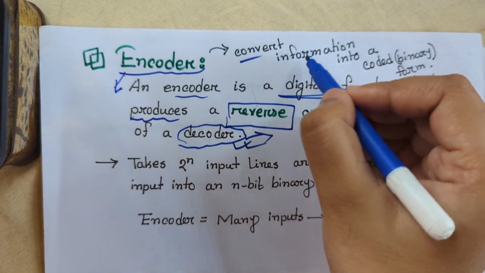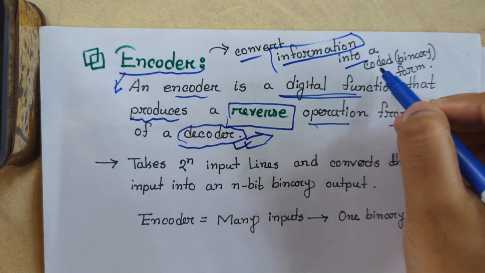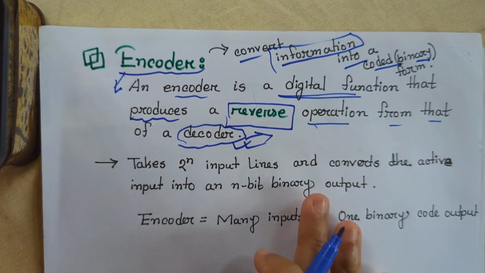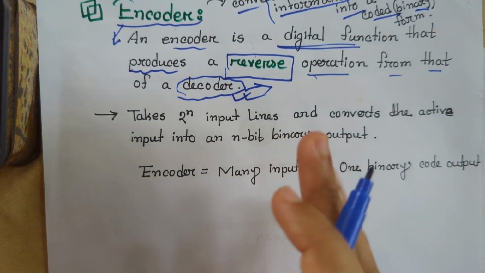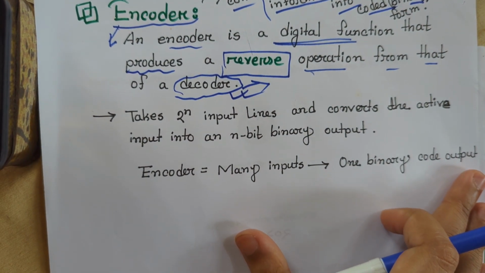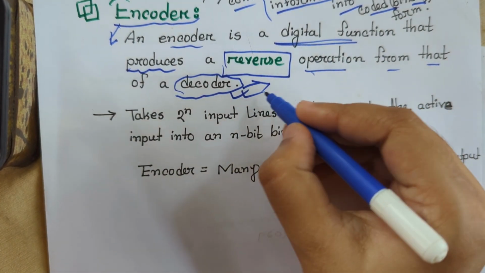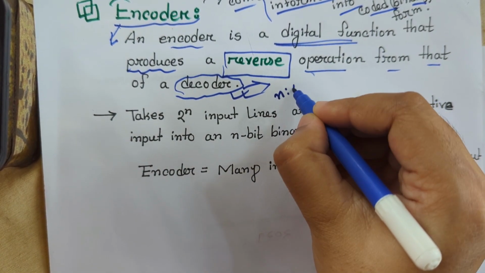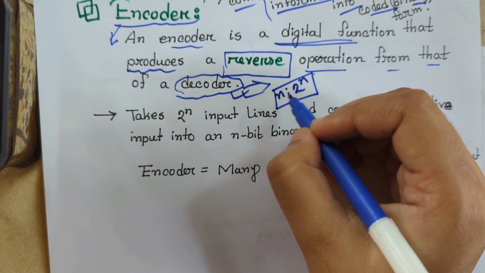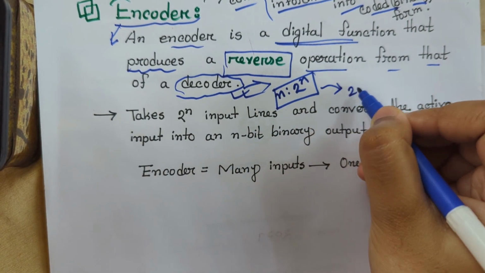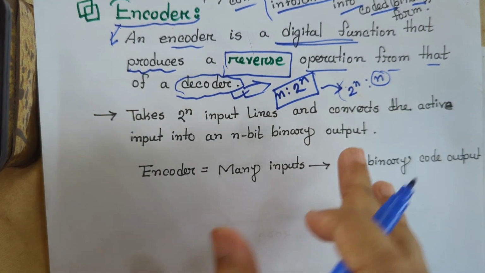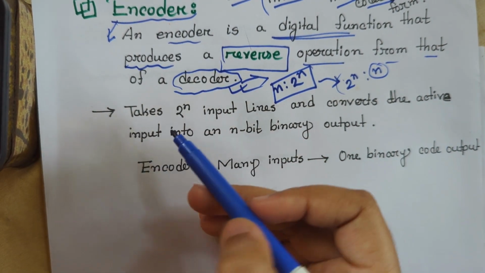This encoder converts information into a coded binary. It also does the conversion of binary information. As said, it is the opposite or reverse operation of the decoder. In the decoder we know there will be n input lines and 2 to the power n output lines, but in the encoder it is the reverse. So in the encoder the input lines will be 2 to the power n and the output lines will be n. It's just the reverse of the decoder.